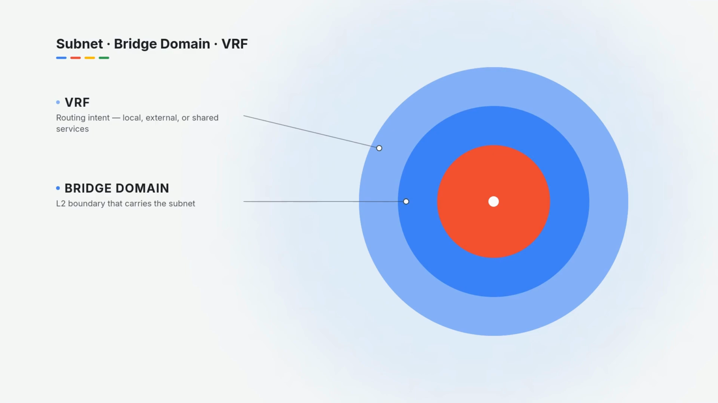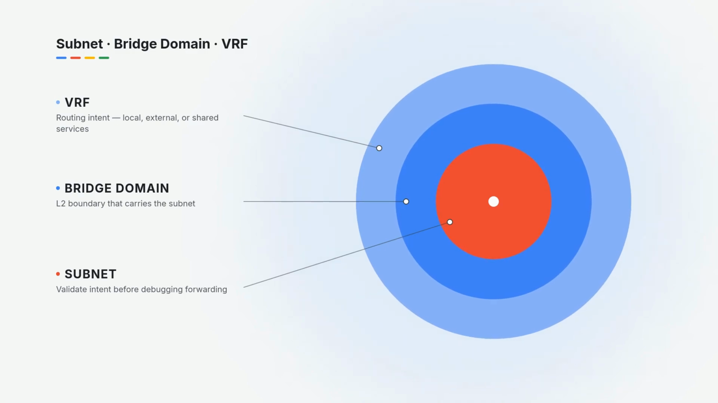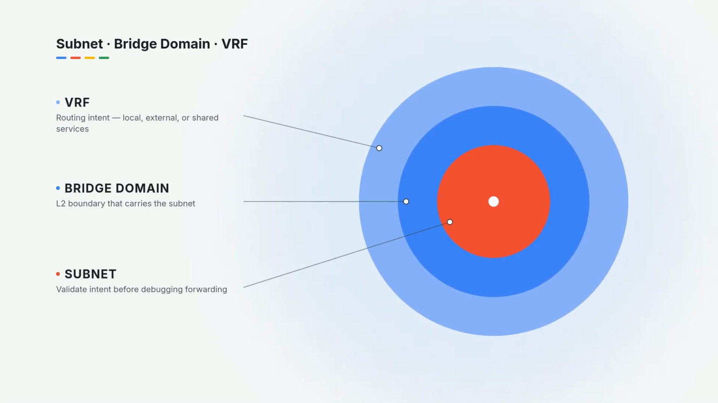Next, line up the subnet with the bridge domain and the VRF it belongs to. Ask one clear question. Is this subnet supposed to stay local, be advertised externally, reach shared services, or support a specific gateway model? If that expected behavior does not match the bridge domain and VRF design, the symptoms look like forwarding trouble, even though the real issue is design mismatch. Practical takeaway. Validate bridge domain and VRF intent before you debug packet forwarding.